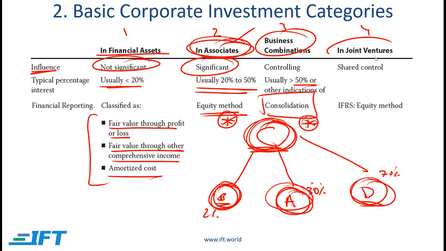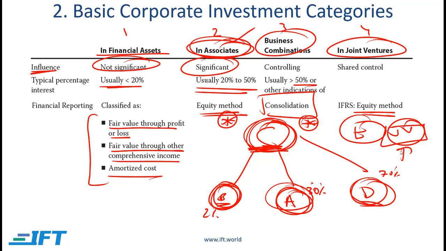And then the fourth category is joint ventures. This is where company C combines with another company. Let's say it combines with company E to create a joint venture. With this joint venture, both company C and E will have control of this joint venture, and the accounting method used is the equity method.